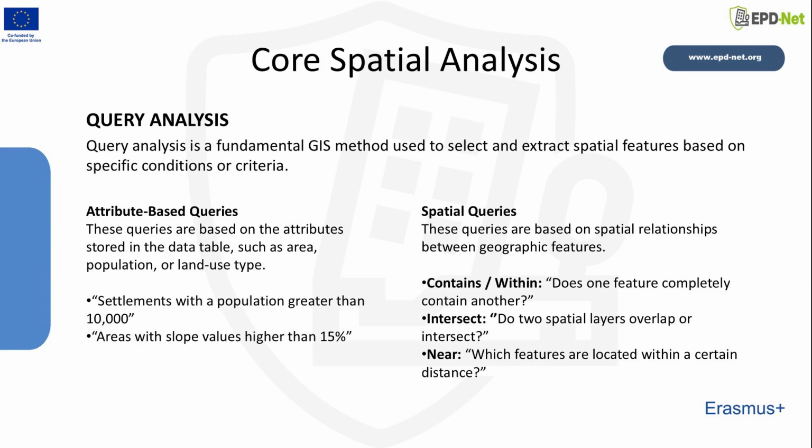In this slide, we focus on query analysis. Query analysis is a fundamental GIS method used to select and extract spatial features based on specific criteria. It allows users to identify relevant information from large spatial datasets in a systematic way. Query analysis can be divided into two main types: attribute-based queries and spatial queries. Attribute-based queries select features based on their attribute values, such as identifying areas with a population above a certain threshold or areas with slope values exceeding a defined limit.